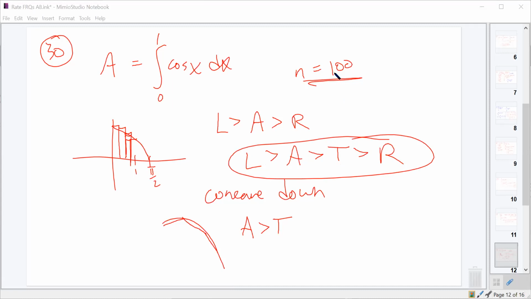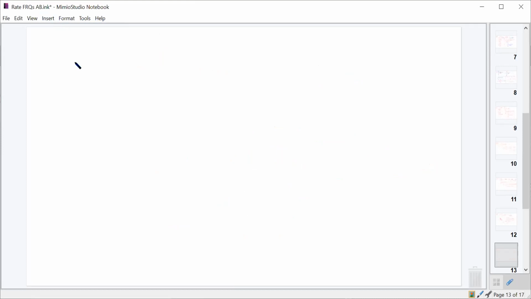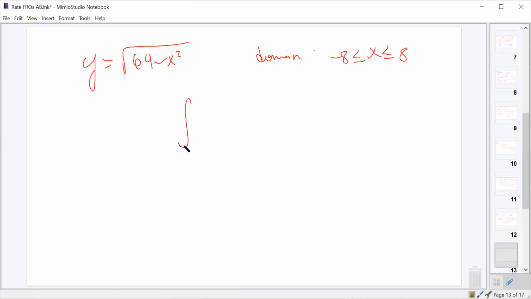All right, 33 is the next one. 33 says the average value of y equals root 64 minus x squared on its domain, which you should be able to find very easily is x is less than or equal to 8, greater than or equal to -8. The average value of it is just the mean value theorem for integrals, so 1 over 8 minus -8. And then the integral from -8 to 8 of that function. Well, that's a function that you're not going to be able to integrate very easily unless you use those substitutions like in 14 and 24, which you don't know how to do.